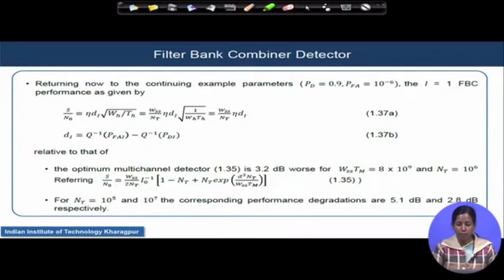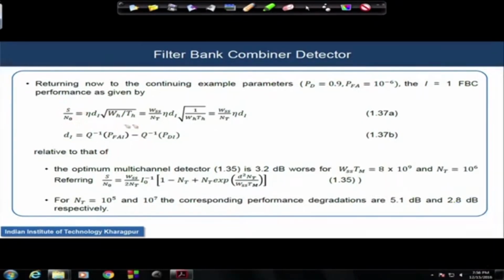Returning now to the continuing example, where we have a detection probability of 0.9 and a false alarm probability of 10 to the power minus 6. Then with L equal to 1, where are we? Let us revisit. The FBC performance, as we have seen, is given by S by N0 like this, with a DI value like this. Relative to the optimum multi-channel detector, it will be a 3.2 dB worse performance when WSSTM is 8 into 10 to the power 9 and NT is the same 10 to the power 6.